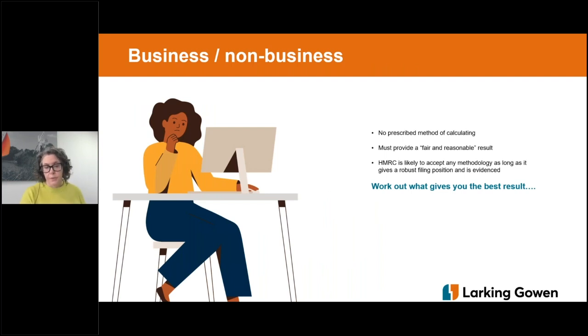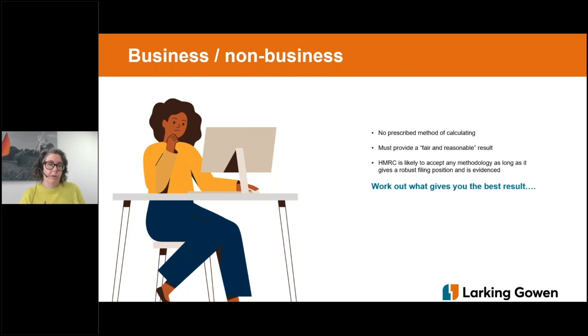Okay, so we used in our little example the hours that the building was available for use. But it's important to note there's no actual prescribed method for calculating your business, non-business VAT proportions. You can use any method at all, provided that it gives a fair and reasonable result. In my experience, HM Revenue and Customs are likely to accept any methodology that you put forward, as long as you're comfortable it gives you a robust filing position and you've got the evidence to back it up.